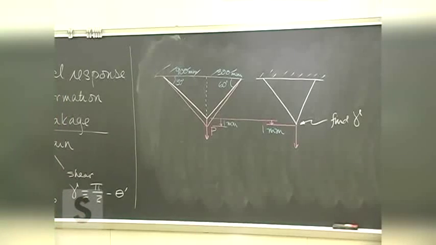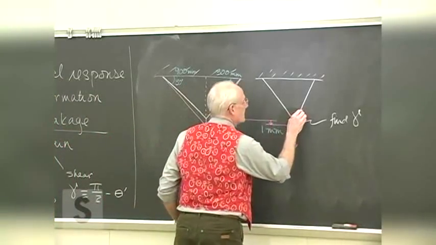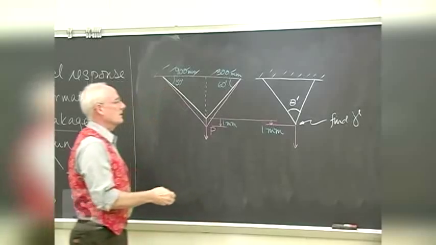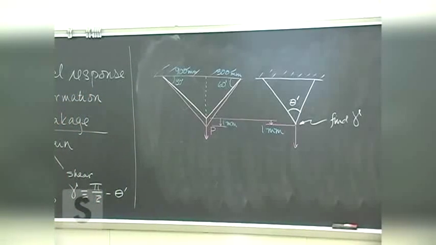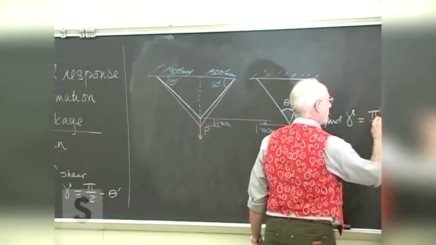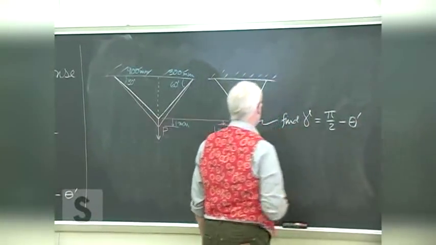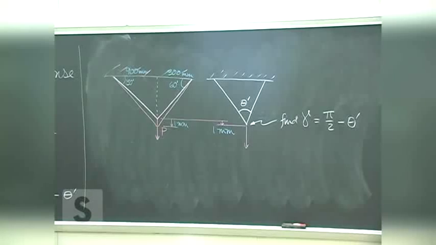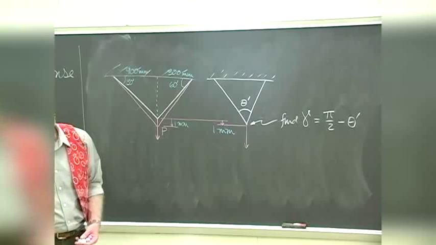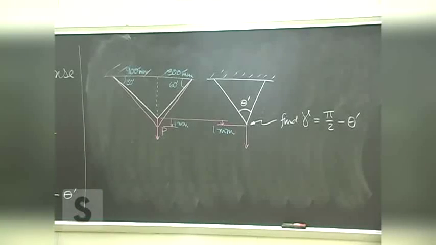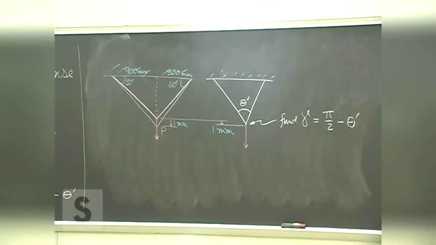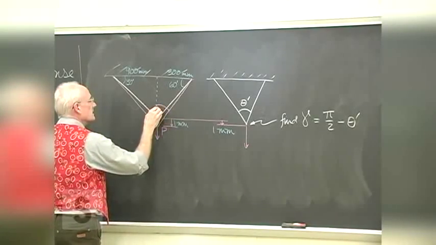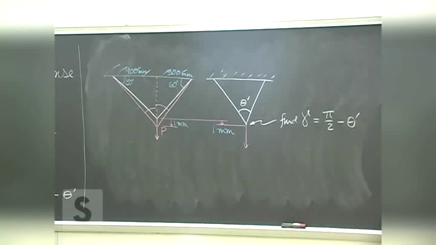All right, so figure out the strain. Again, what you need to do: find out what the current angle is and subtract that from 90. Might be a little bit easier if you figure out these two angles and then just add them together. And don't forget to get the signs correct.